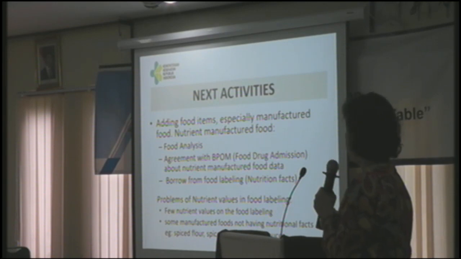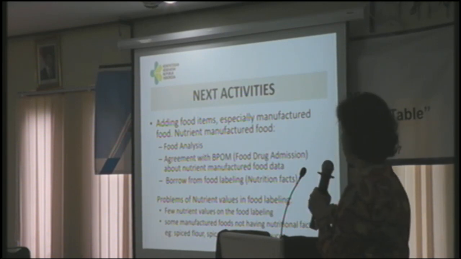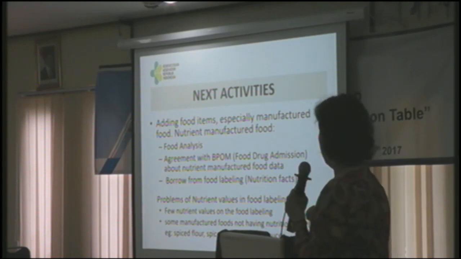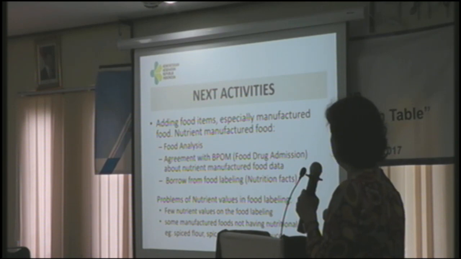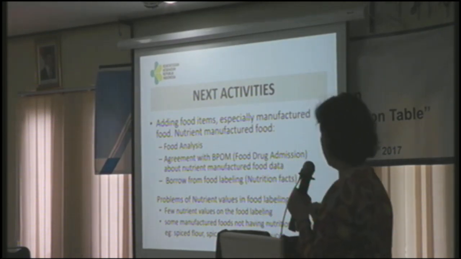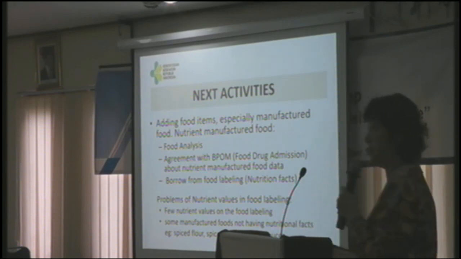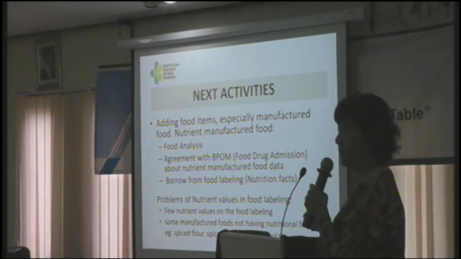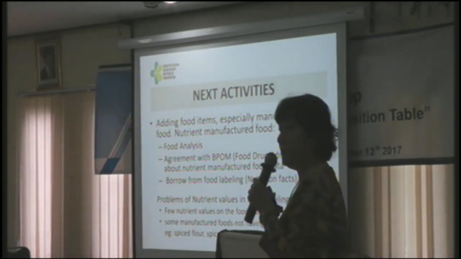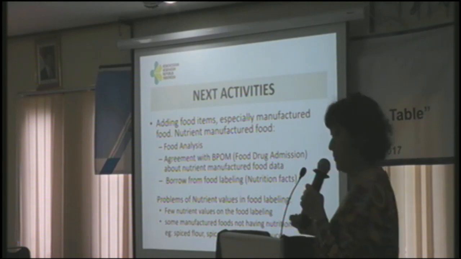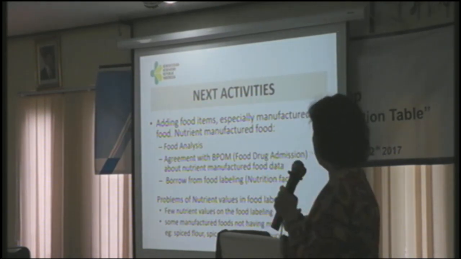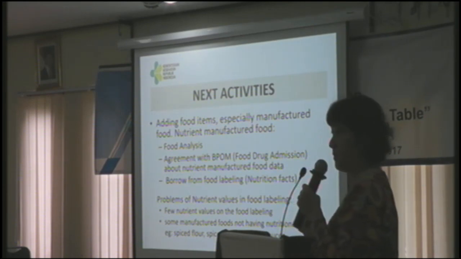And also adding food items, especially manufactured food. There are so many manufactured foods here, and they are always growing with new manufactured food. Hopefully we will do this by doing food analysis. This is the first option. And the second option, probably we can make an agreement with BPOM, the Food and Drug Administration, about nutrient data of manufactured food, because we assume that BPOM has the nutrient data of manufactured food. And the worst, we borrow from labeling, which has so many limitations and problems.